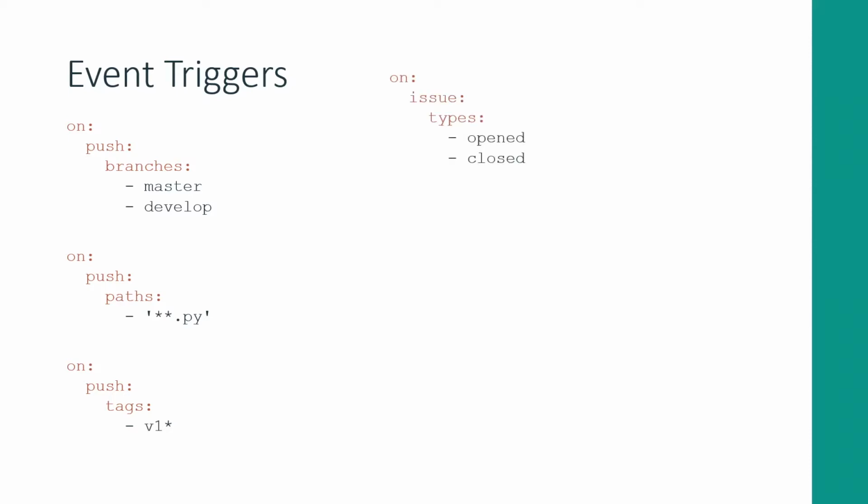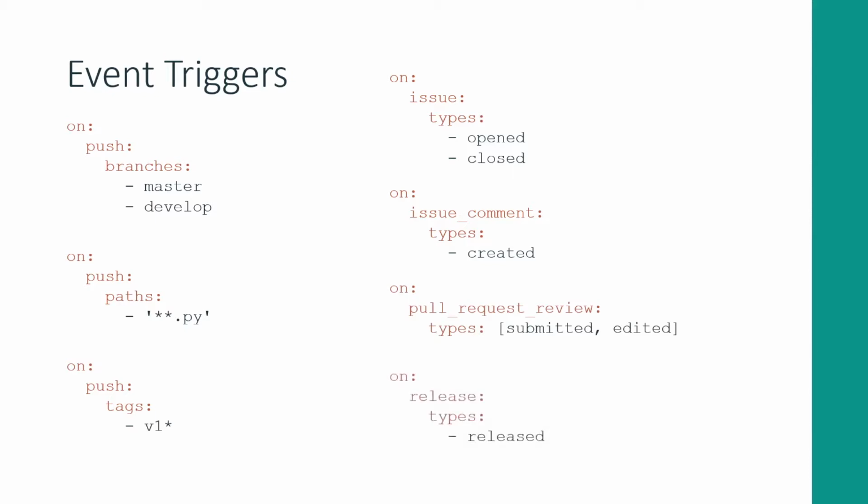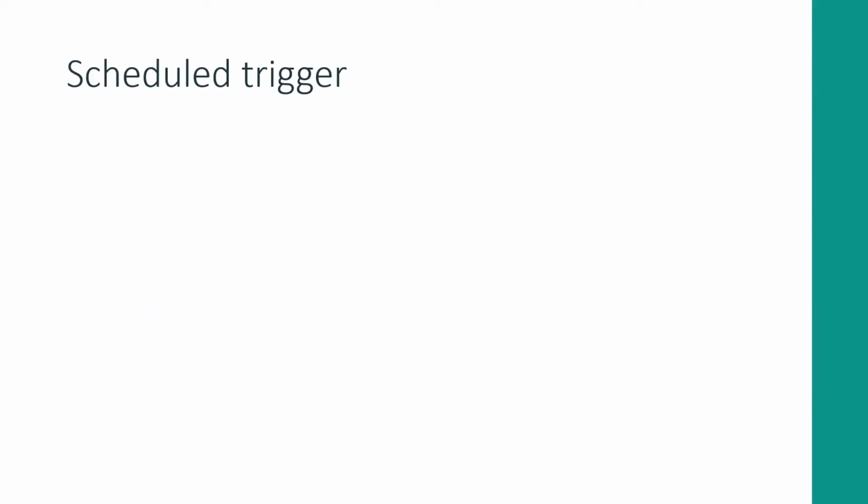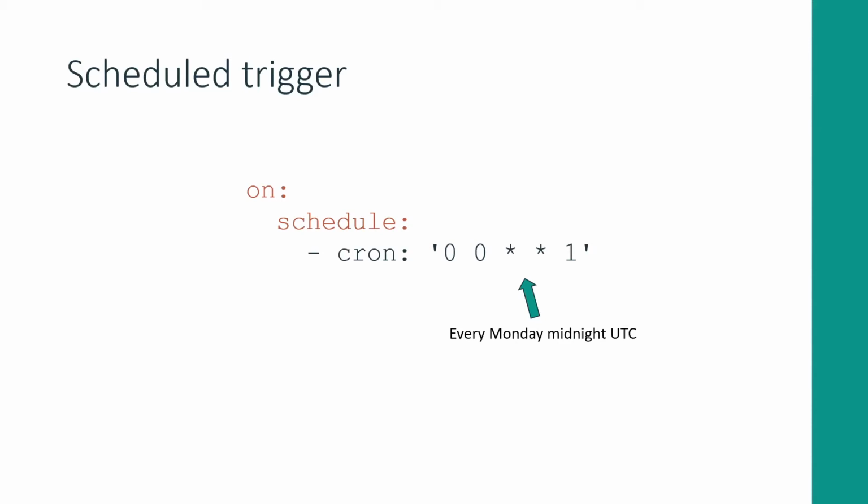There are also other types of triggers, such as the issue trigger. This one, for example, triggers when an issue is opened or closed. You can also react to issue comments, pull request reviews, and new releases. You should check the full list of available event triggers from the GitHub Actions documentation. You can also run the actions on schedule. So in this case, the action would run every Monday midnight UTC time.